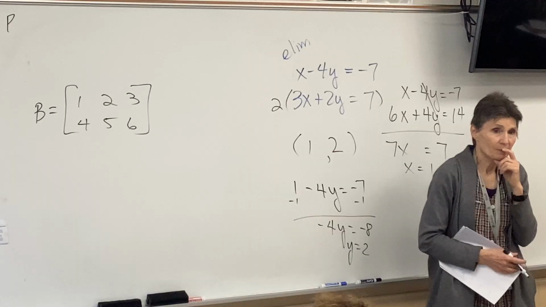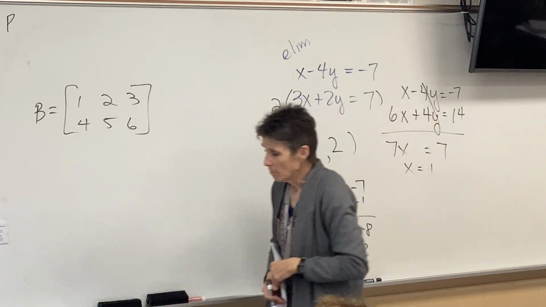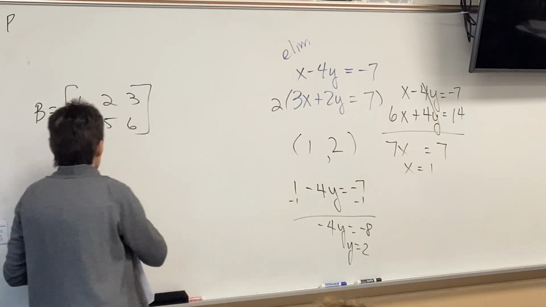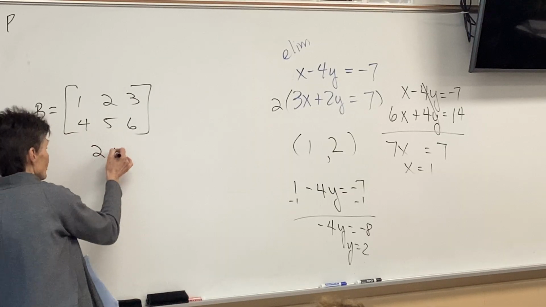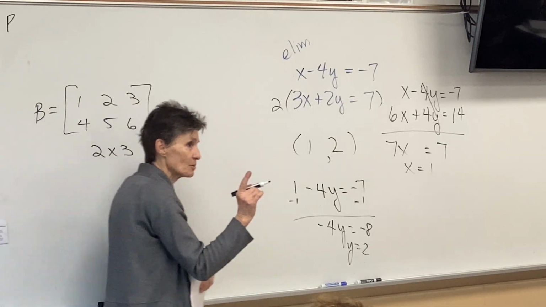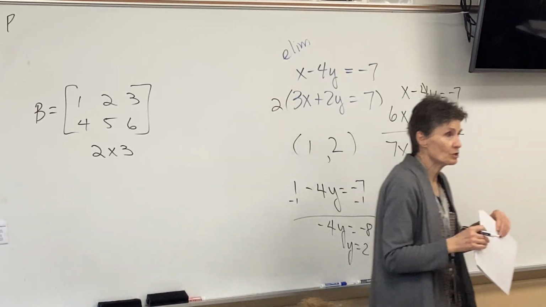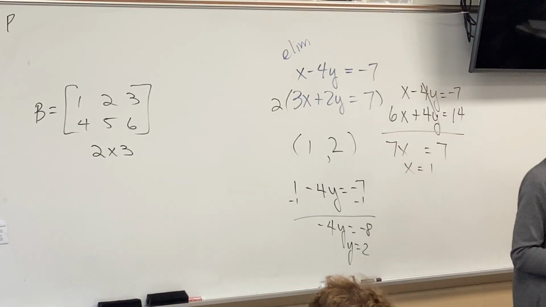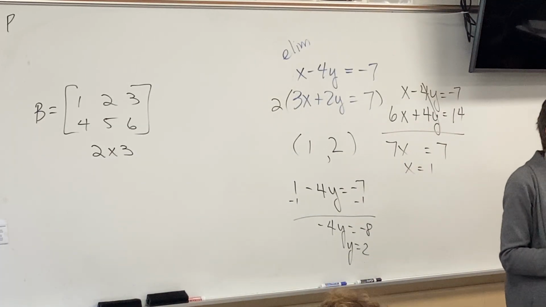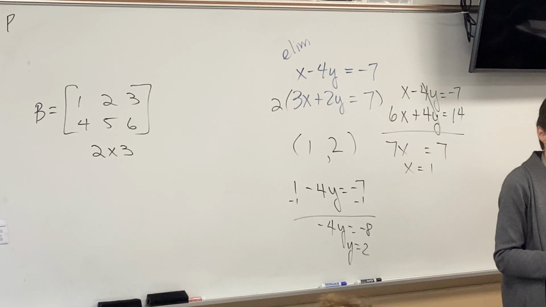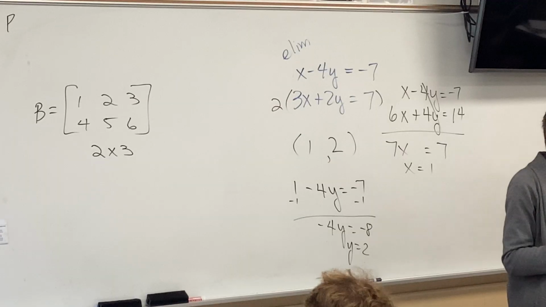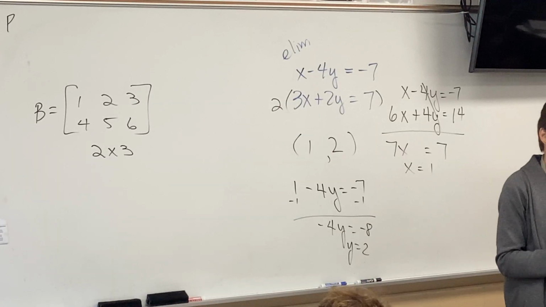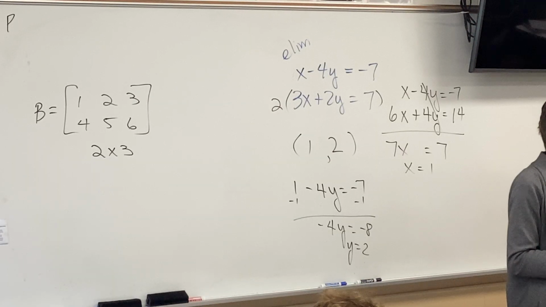Okay. Now, this is important. The dimensions of this matrix are 2 by 3. We talked about that yesterday. What did we say dimensions were? The number of rows by the number of columns. That's not the times, it's by. Like the room is 40 by 30. By. So we have 2 rows, 3 columns.